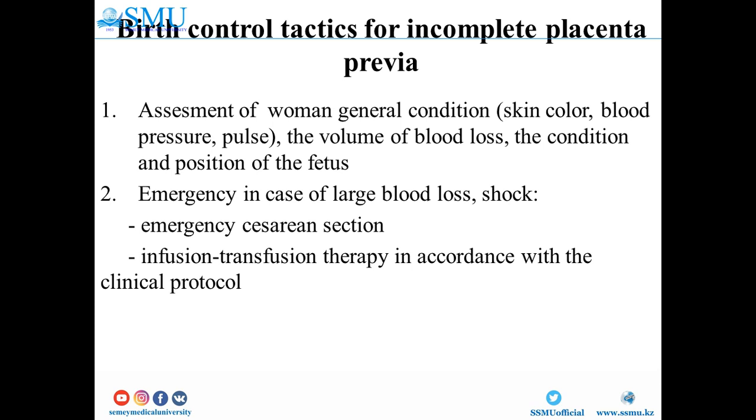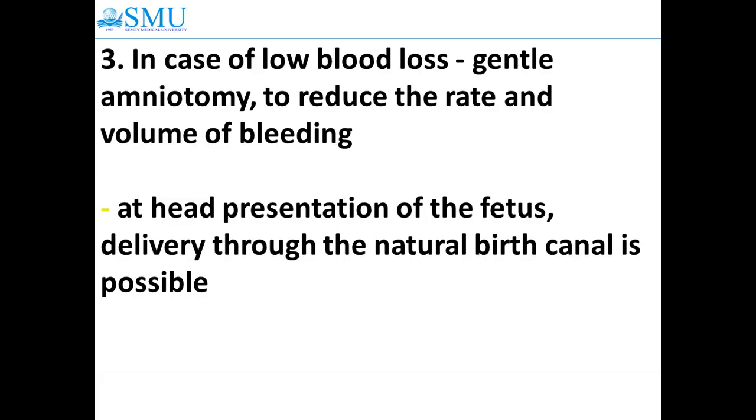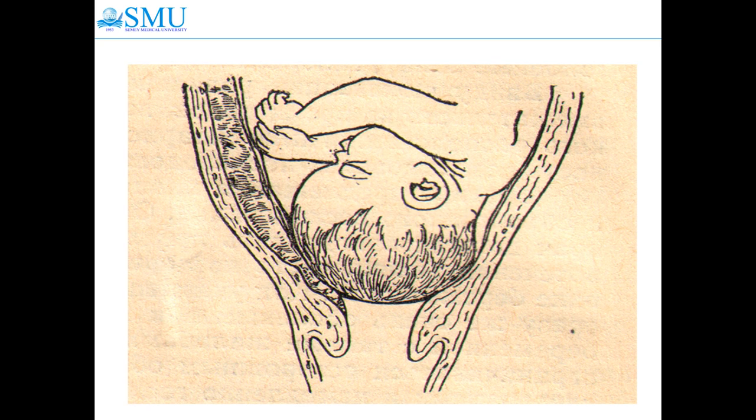In case of large blood loss and shock, emergency cesarean section and infusion transfusion therapy in accordance with the clinical protocol. In case of low blood loss, gentle amniotomy to reduce the rate and volume of bleeding. At head presentation of the fetus, delivery through the natural birth canal is possible. In this slide you can see head position of the fetus with placenta previa. With pelvic presentation of the fetus, labor must be completed by cesarean section.